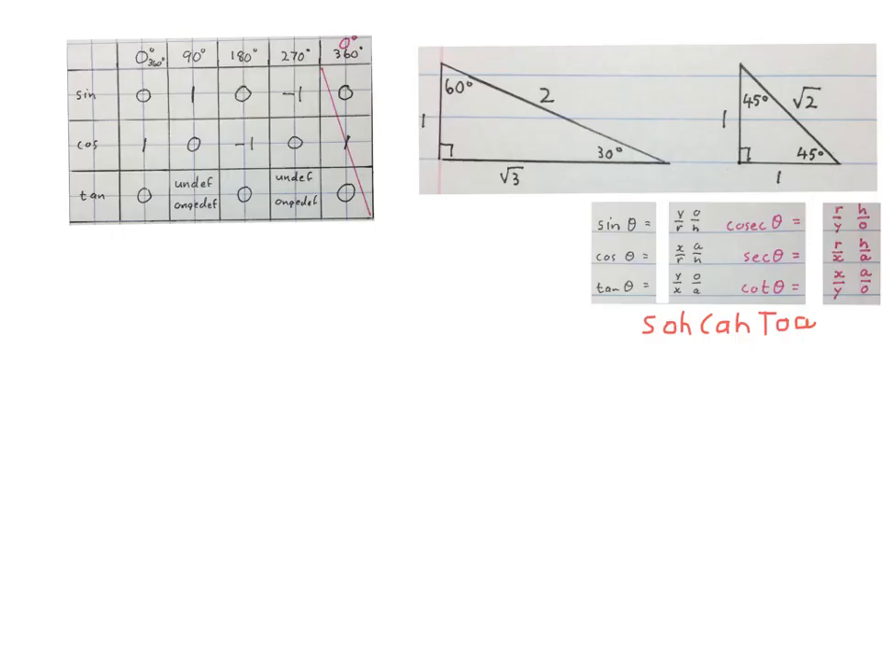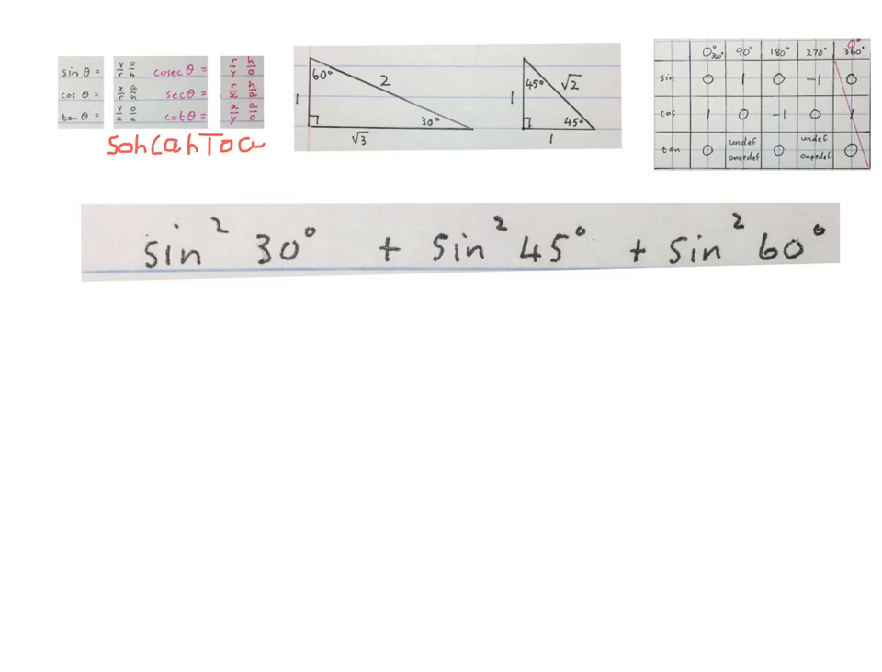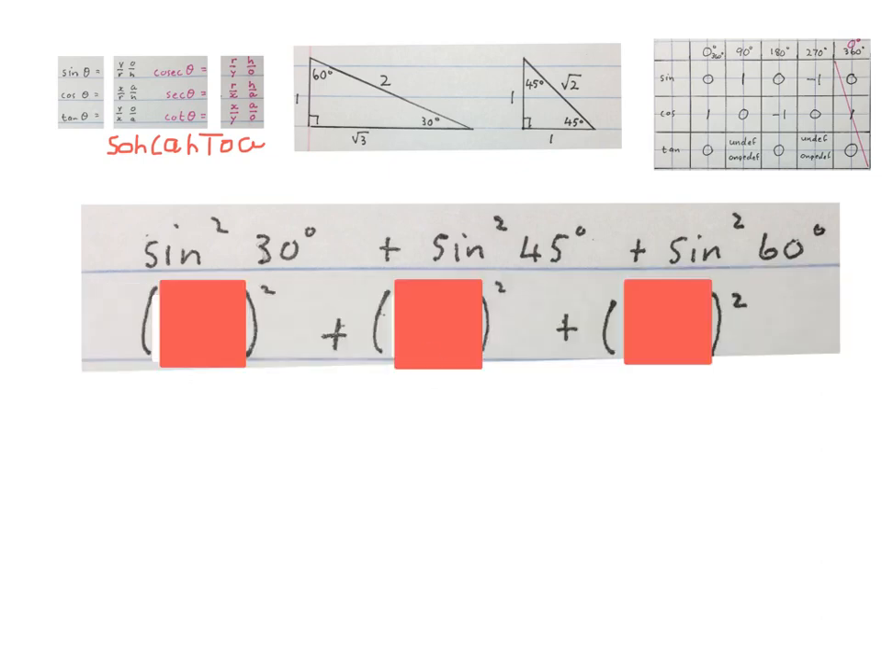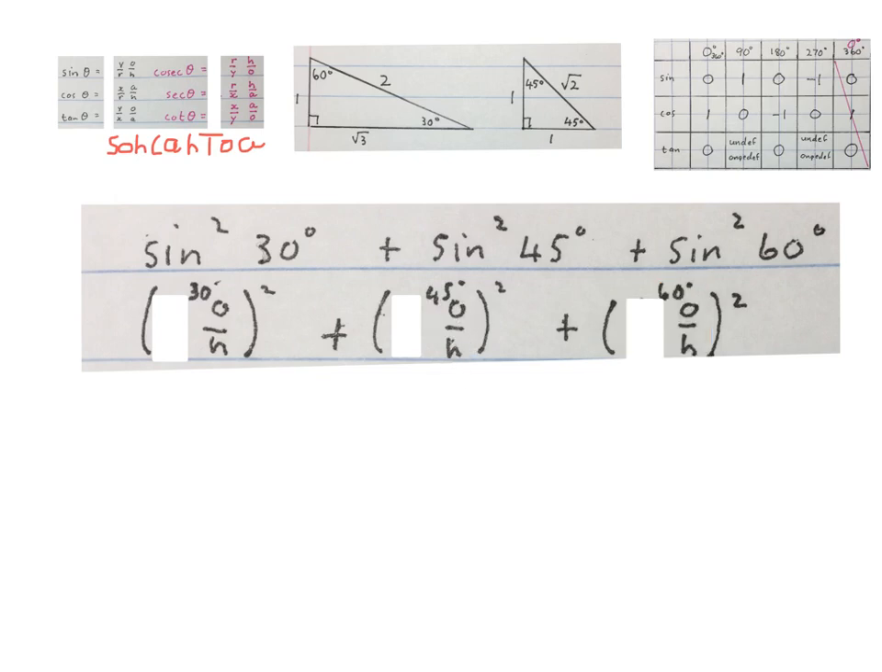Firstly, we write down all the help we have. The heading of the following two sums says, solve the following without using a calculator. And they gave us sine squared 30 degrees plus sine squared 45 degrees plus sine squared 60 degrees. Firstly, put brackets for each of these 3 terms with the squares on the outside. Sine of 30 degrees is O over H from 30 degrees. Sine of 45 degrees is O over H standing at 45 degrees. And sine of 60 degrees is O over H standing at 60 degrees.